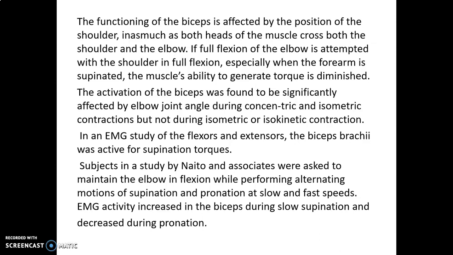If full flexion of the elbow is attempted with the shoulder in full flexion, especially when the forearm is supinated, the muscle's ability to generate torque is diminished. Activation of the biceps was found to be significantly affected by elbow joint angle during concentric and isometric contractions, but not during isokinetic contraction. So what the studies have proven is that the elbow joint angle affects the biceps only during concentric and isometric contraction, but during isokinetic contraction, the biceps does not have a major role to play.